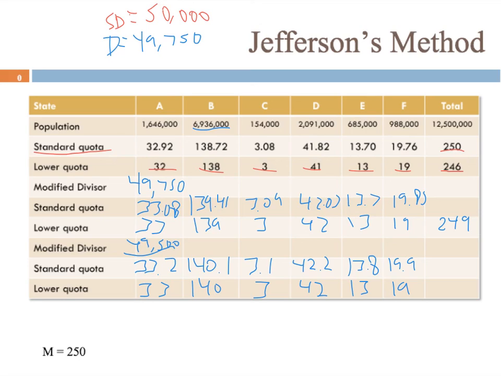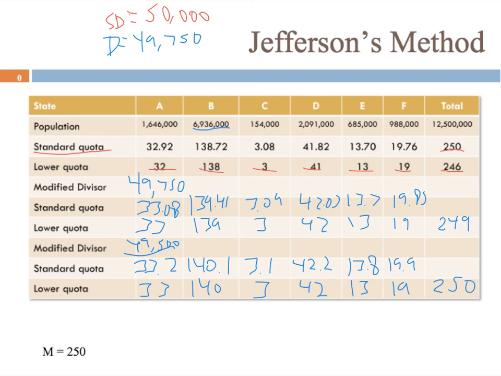Let's add all those up real quick, make sure that they add up to 250, because that's what we want. So 33 plus 140 plus 3 plus 42 plus 13 plus 19. And yes, that does come out to be 250, so we've done it right. We've picked a good divisor to fill in the gaps.